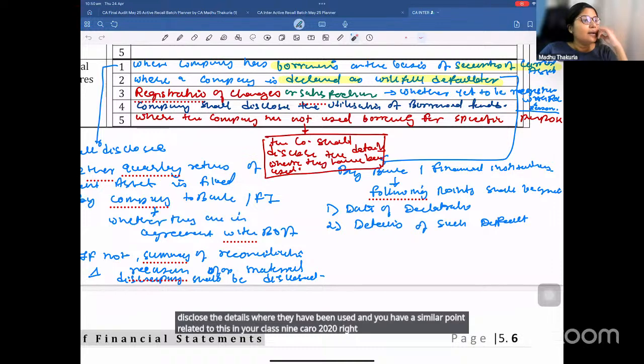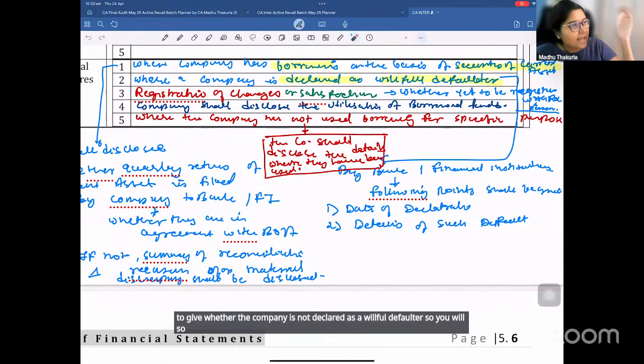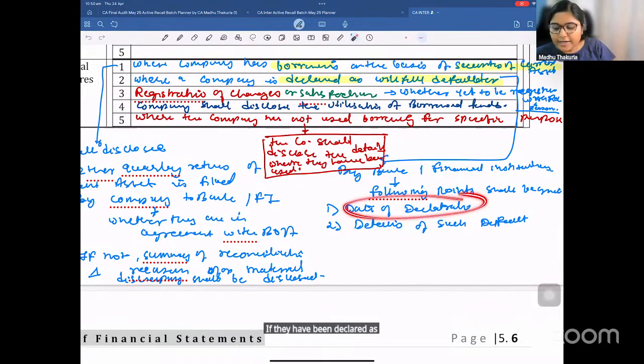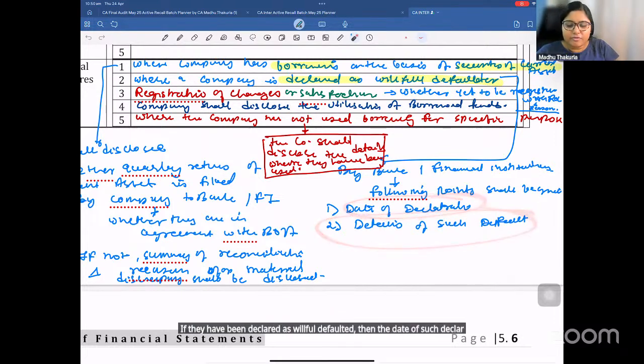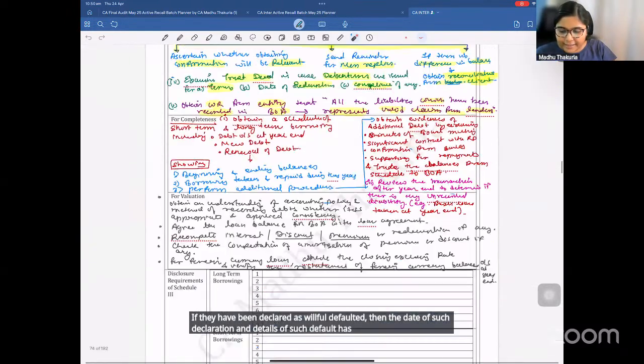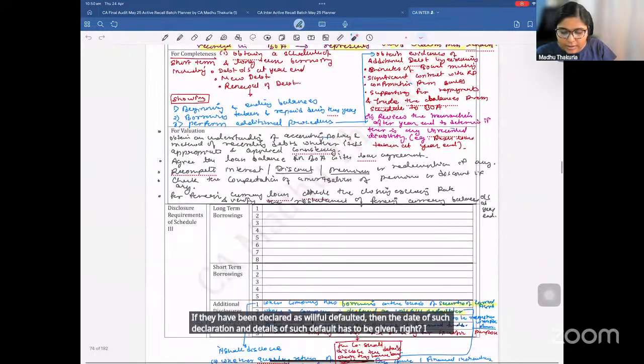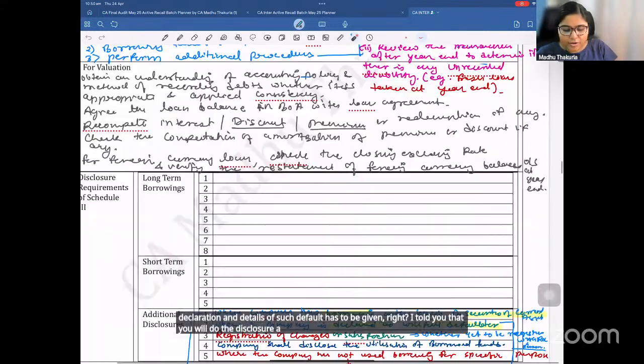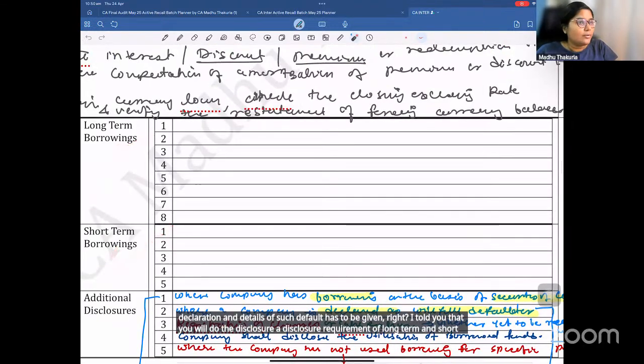And then, in point 2, whether the company is declared as a willful defaulter: if they have been declared as willful defaulter, then the date of such declaration and details of such default have to be given, right? I told you that you will do the disclosure requirements of long term and short term, which is also easy.